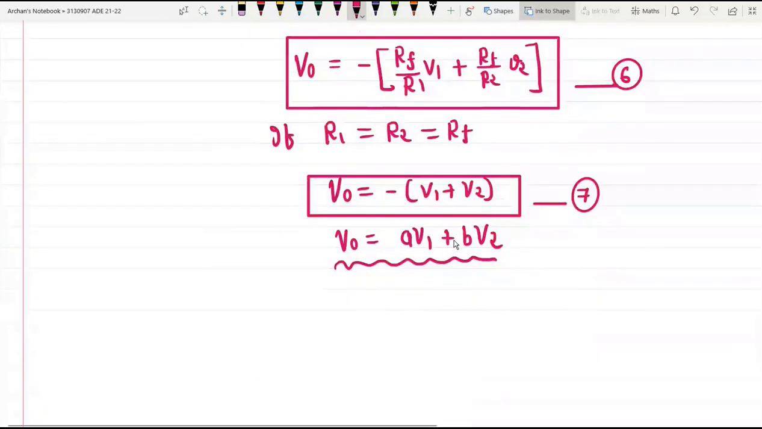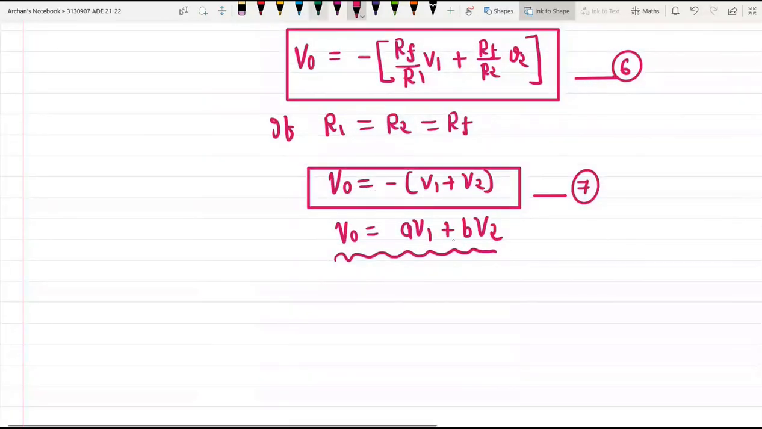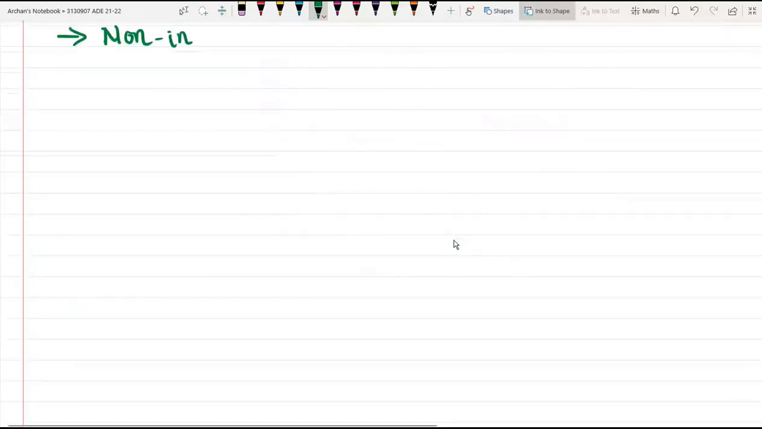Now let us talk about the non-inverting summing amplifier. We will go through the circuit of the non-inverting summing amplifier.